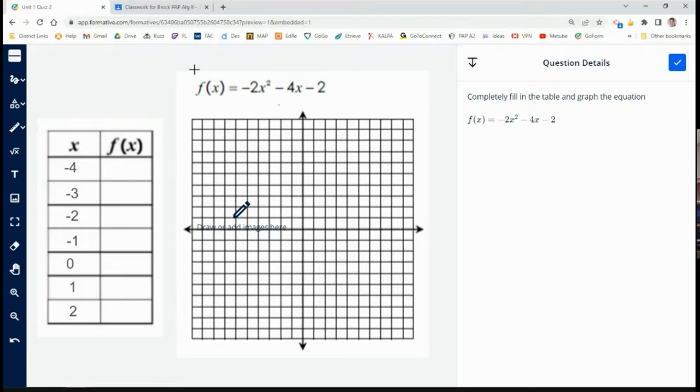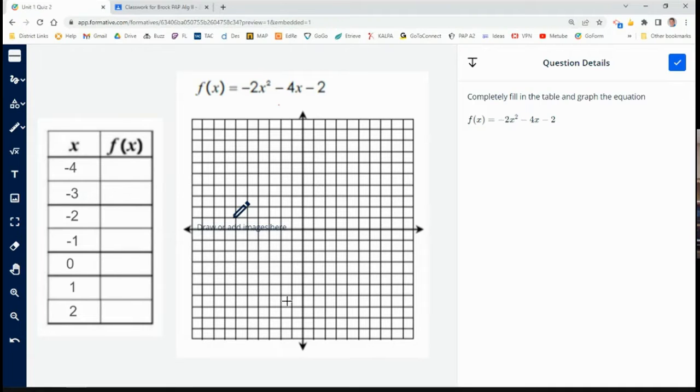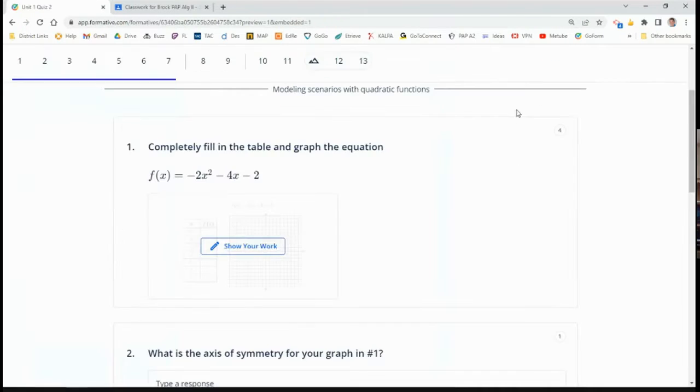Fill in the table for this equation. The equation's right here at the top of the page. Use that equation to fill in the table and then graph the equation. Graph this: negative 2x squared minus 4x minus 2. You'll have 7 points to start with if all the points are on the graph. I haven't checked. Some of these may be so large that they're off the graph. That's okay. Just graph the ones that are on there and then finish your graph once you have your points on there. All right, so that'll be question number 1.